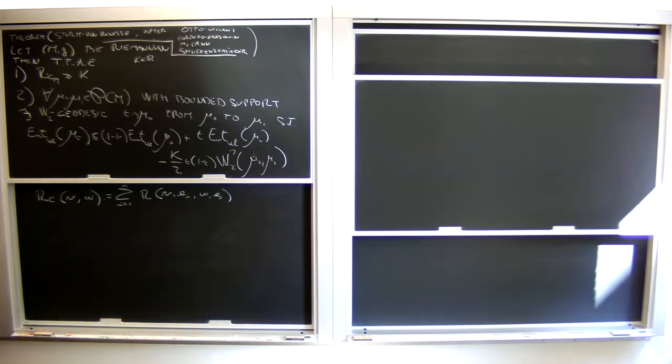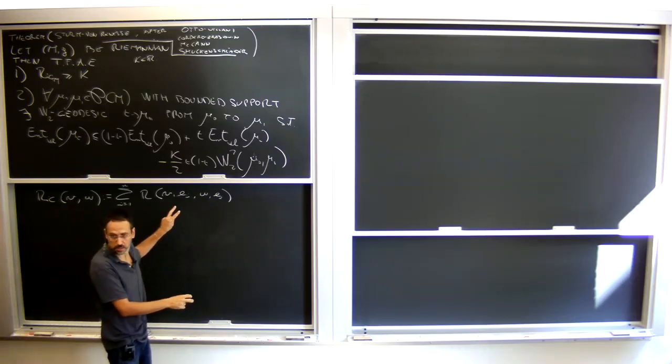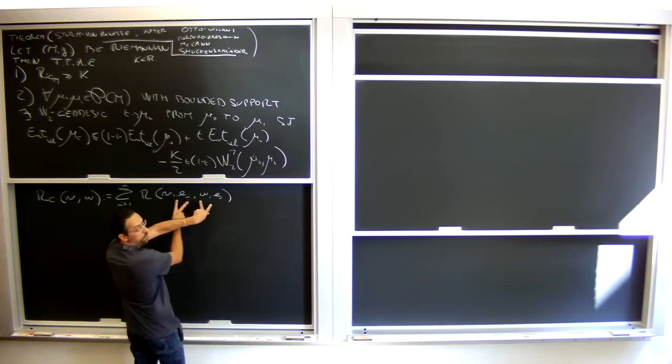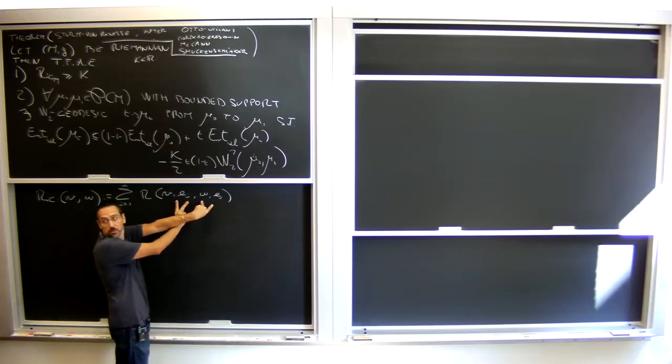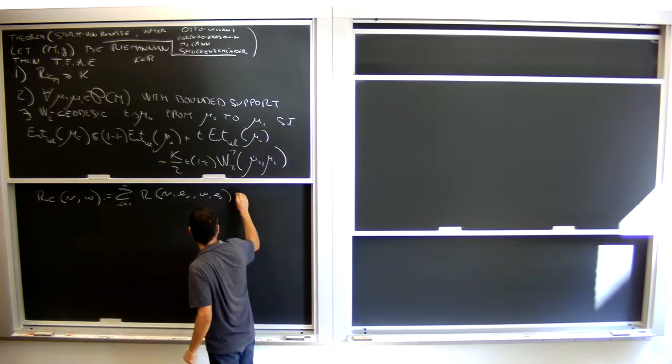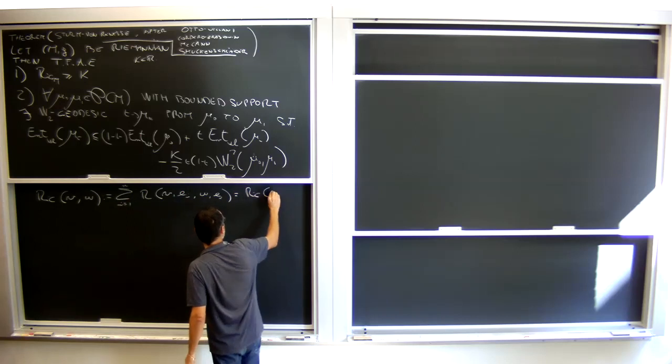Now if you know what the Riemann tensor is, perhaps you know that the Riemann tensor is unchanged if you swap the first two entries with the last two entries. And therefore, out of this symmetry, it follows that the Ricci curvature is symmetric.